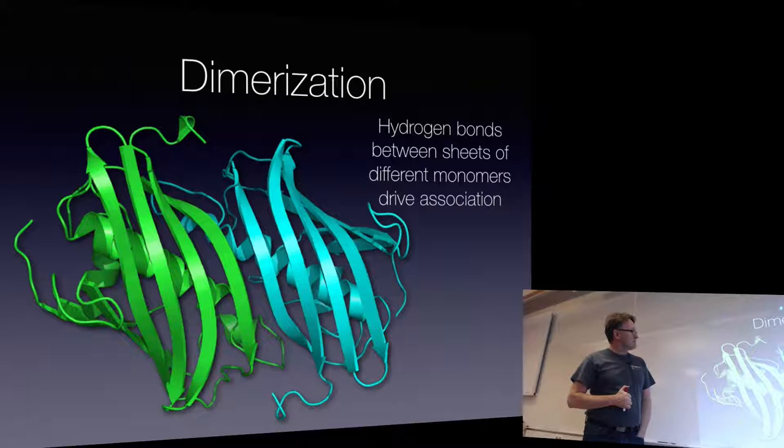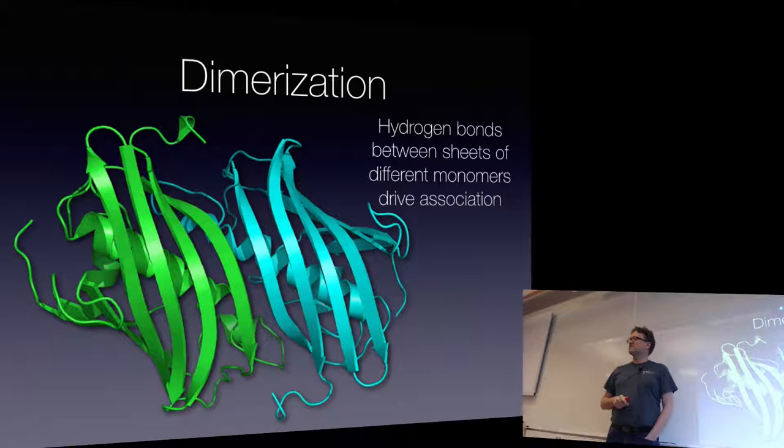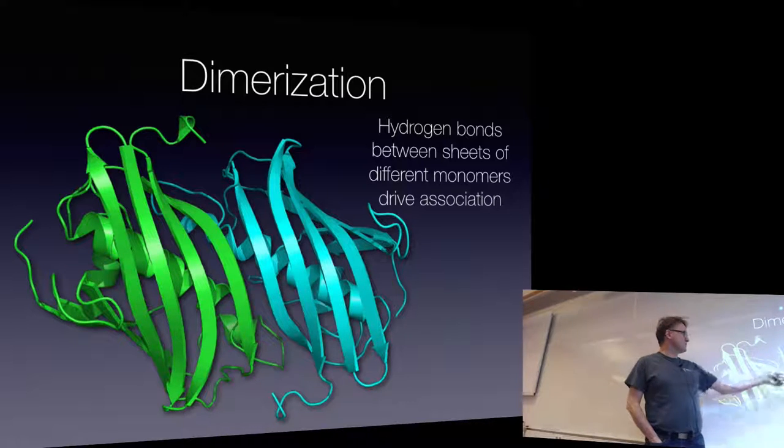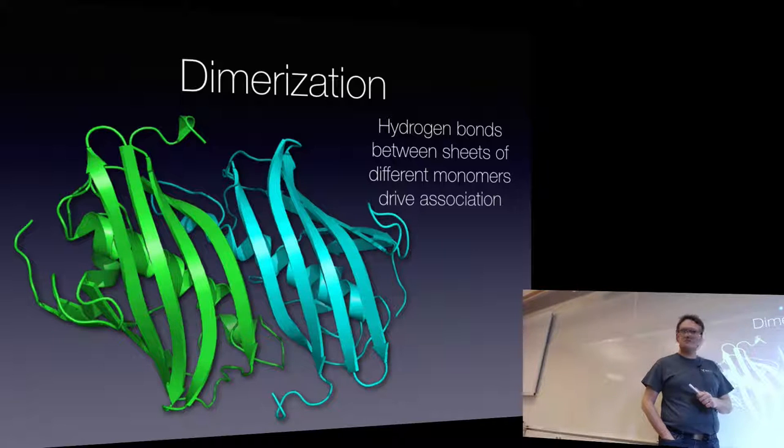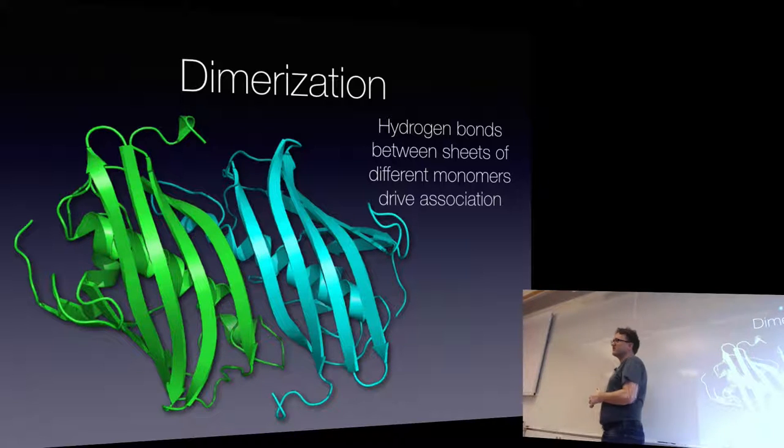The other thing to be aware of in beta sheets, which makes it slightly more complicated, is that there is nothing that forces a beta sheet to just be formed from one sequence or one subunit. So here you have a green subunit and a blue subunit. And this might seem complicated. Do you see how the coloring helps you? If you didn't have the coloring here, you would have no idea that this was two different proteins.